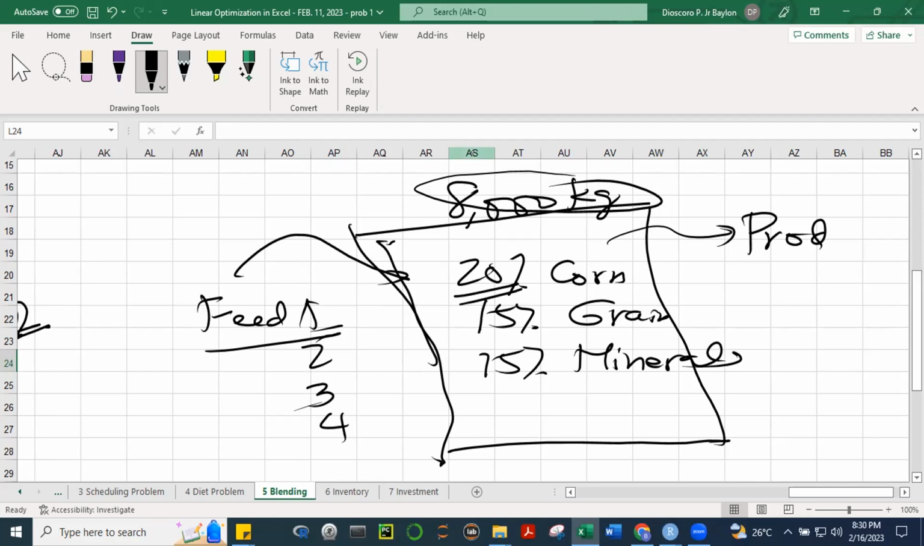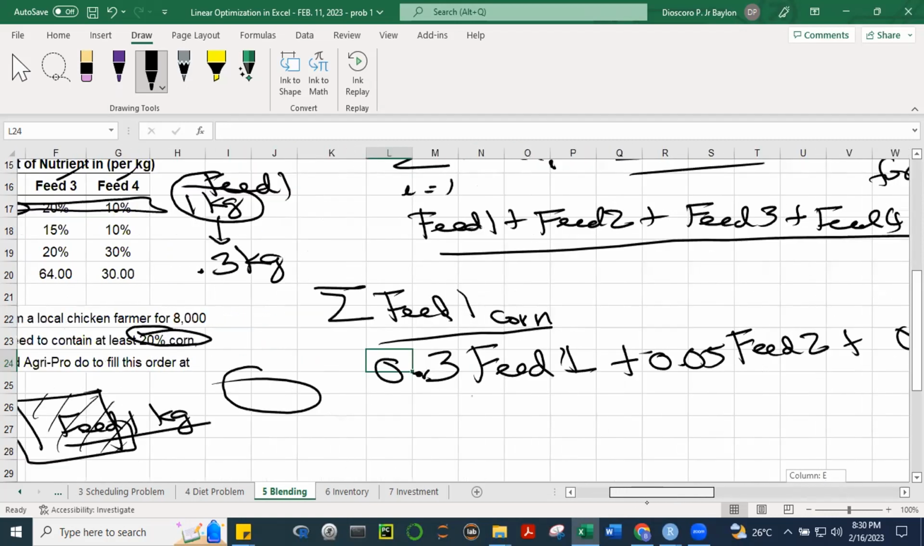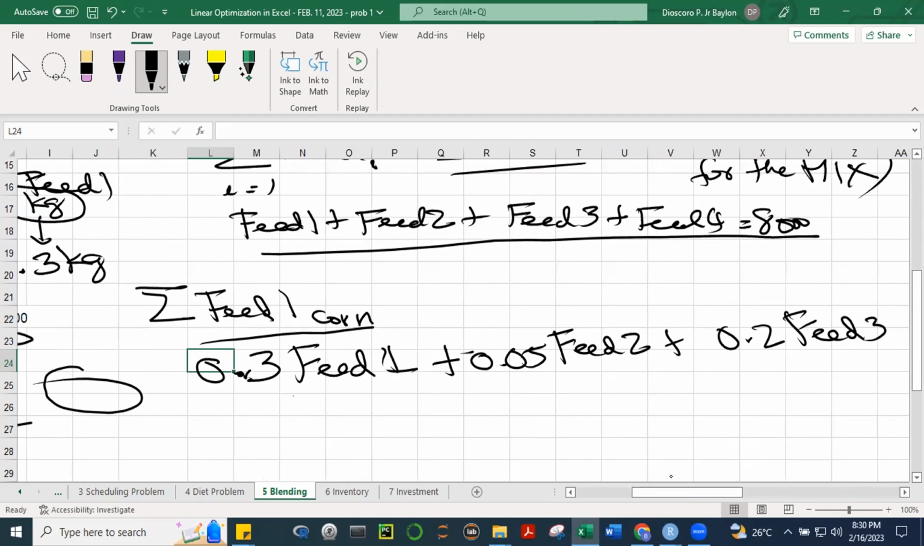But how could we design it in such a way that 20% of the 8,000 should be corn? That was what we were answering, diba? Where will corn come from? Corn will come from these feeds: feed 1, feed 2, feed 3, and feed 4. All right. In fact, we wrote it here.